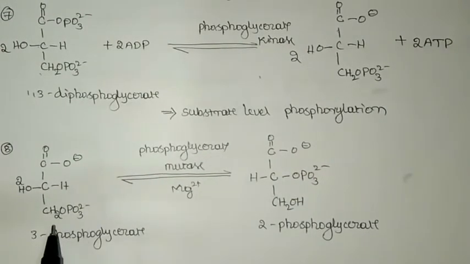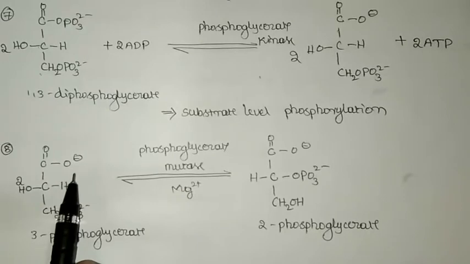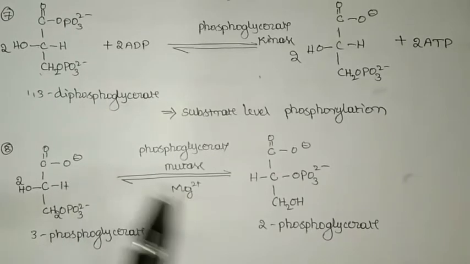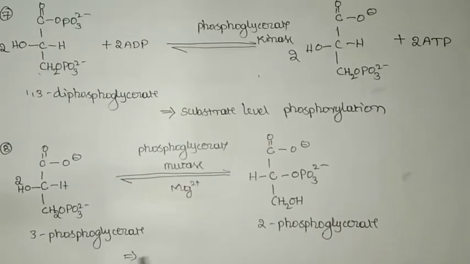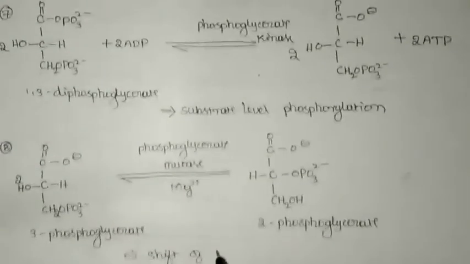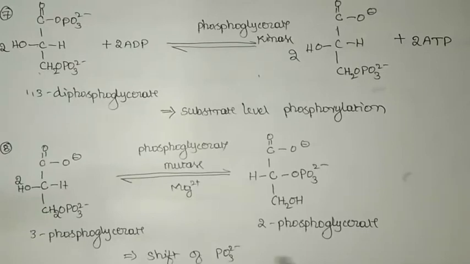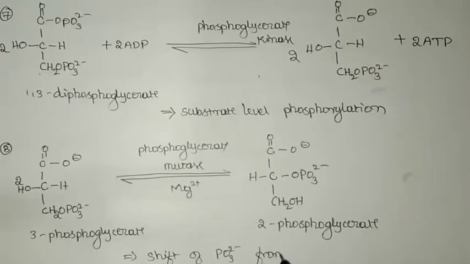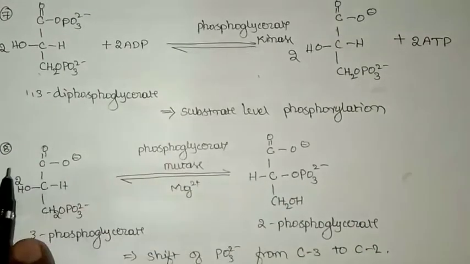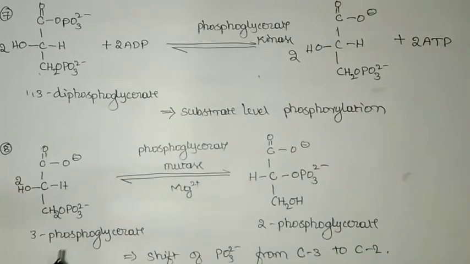So what happened over here? There occurs a shift of the phosphate unit from the third position to the second position of the phosphoglycerate molecule. So this is simply a shift of the PO3 2- phosphate unit from C3 to C2 position. This is what occurs in reaction number 8.